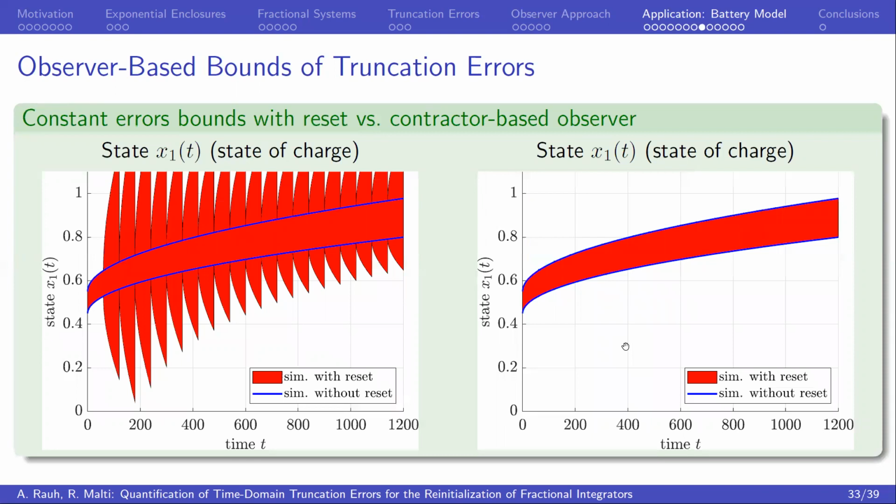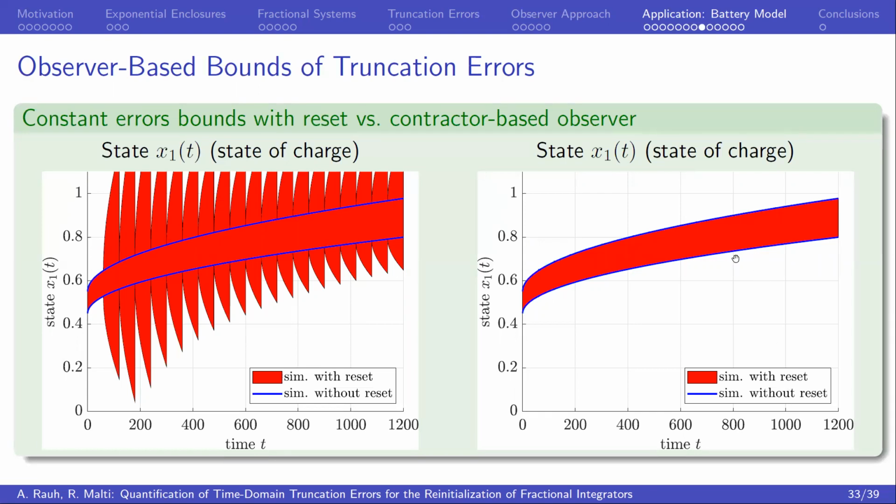Now, when resetting the corresponding fractional integrator and taking into account the information at those sampling points after 1 minute, after 2 minutes, and so on, we can see that already the corresponding enclosures are getting much tighter. The red ones are much better than we had seen before. On the right-hand side, at the moment, you cannot even see a difference between the simulation without reset and reset.